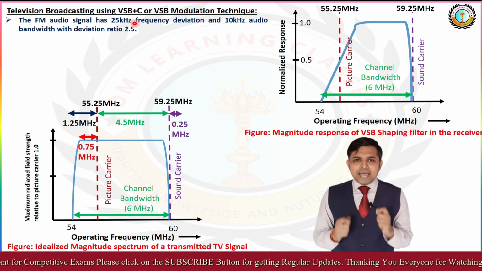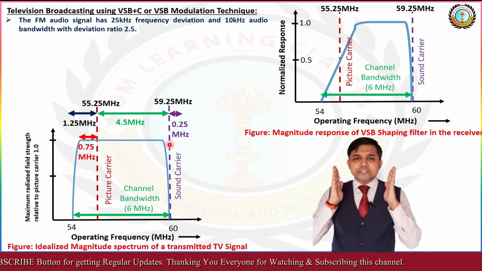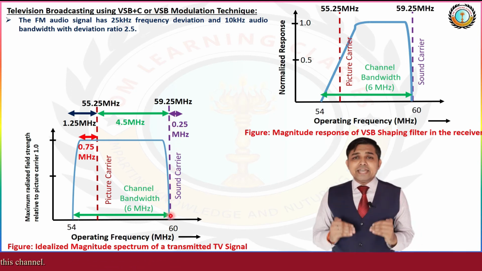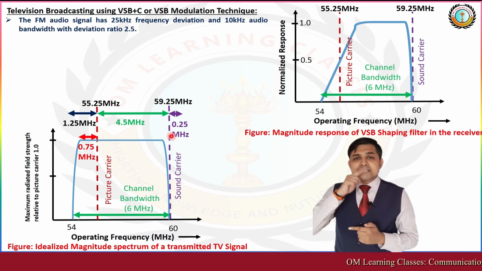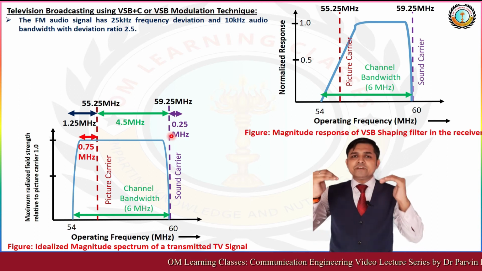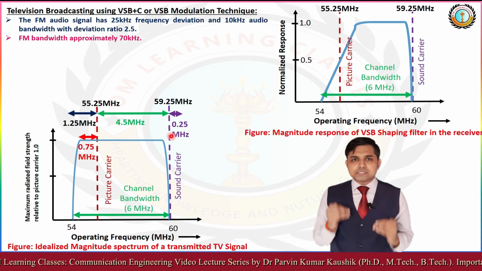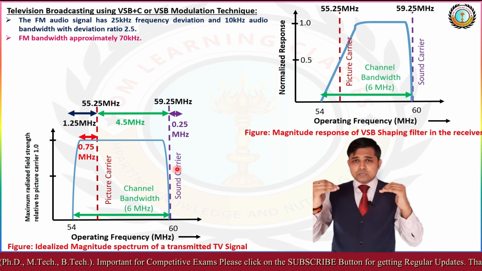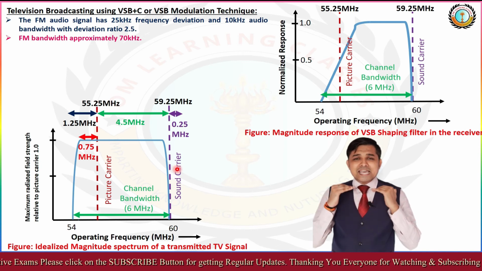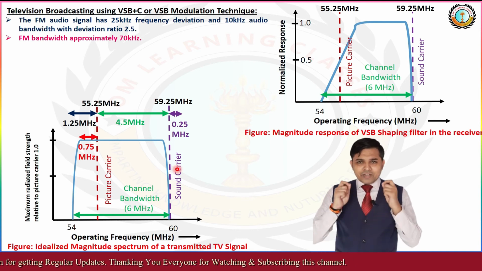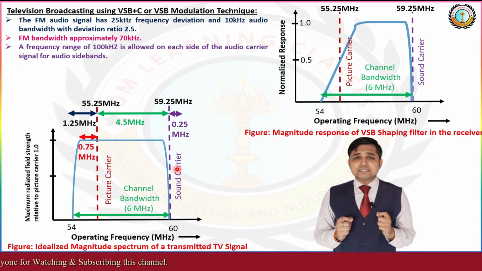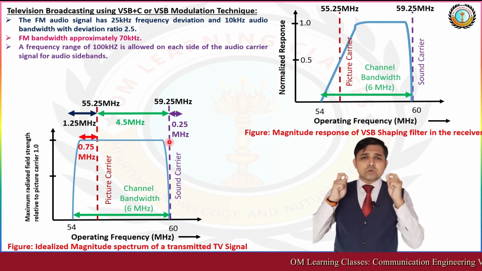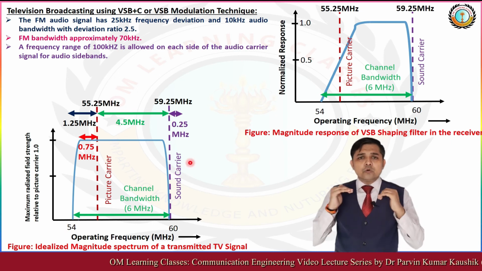The FM audio signal has 25 kHz frequency deviation and 10 kHz audio bandwidth with a deviation ratio of 2.5. These are the characteristics corresponding to FM, and the FM bandwidth is approximately equal to 70 kHz. We utilize both factors for video transmission as well as for audio transmission, so the concept of this practical scenario of television broadcasting is completely illustrated. Finally, a frequency range of 100 kHz is allowed on each side of the audio carrier signal for the audio sideband.